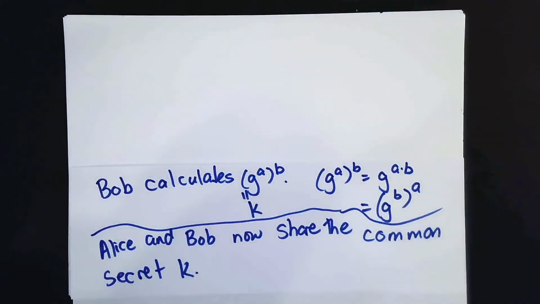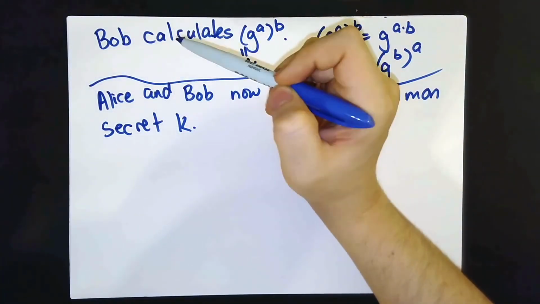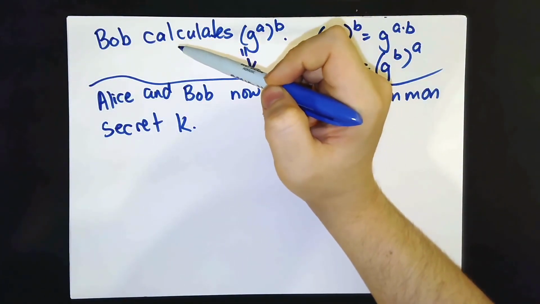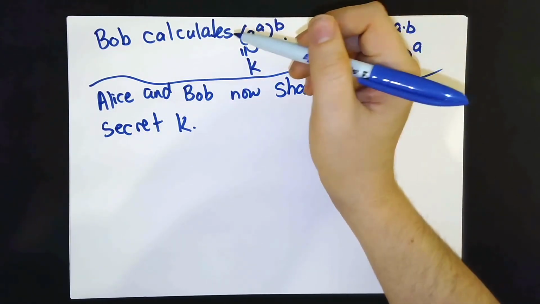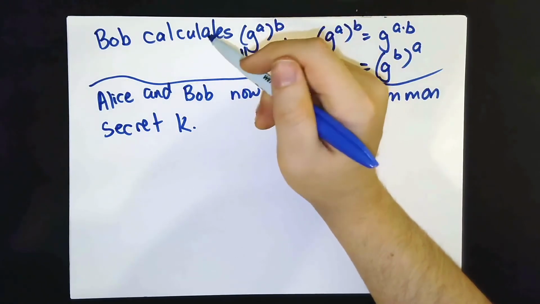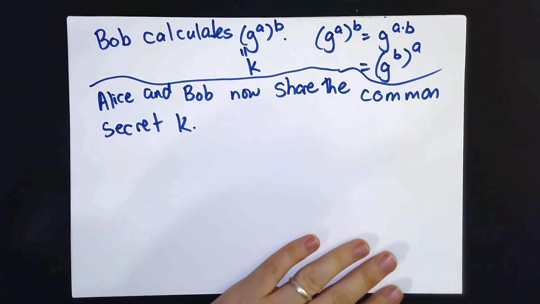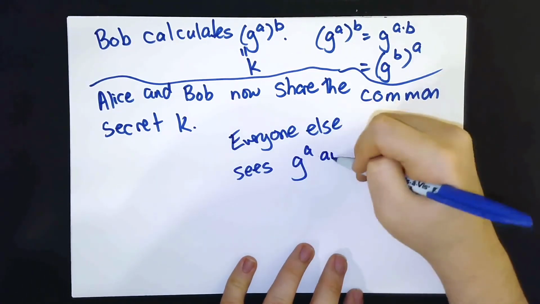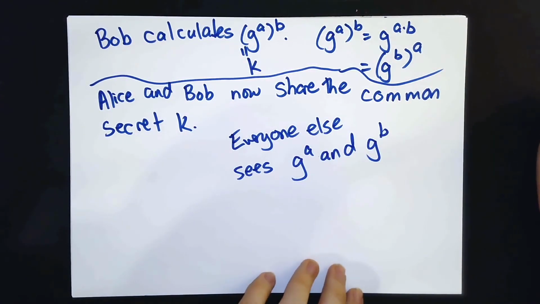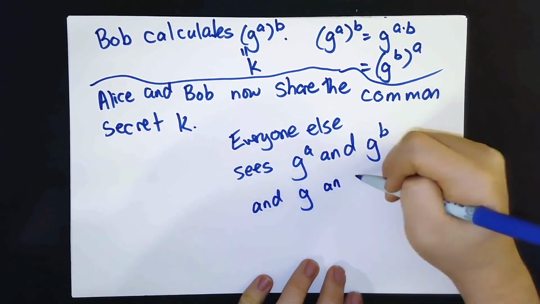In order to see why this is good, you have to think about what someone who's not Alice or Bob sees. Namely, again, Alice and Bob are communicating out in the open, because even if they're doing this by computer, their data is bouncing all over a bunch of computers who could presumably snoop on it. But what does everyone else see? Everyone else sees g^a and g^b. And because Alice and Bob had to agree on g and p, they also know g and p.